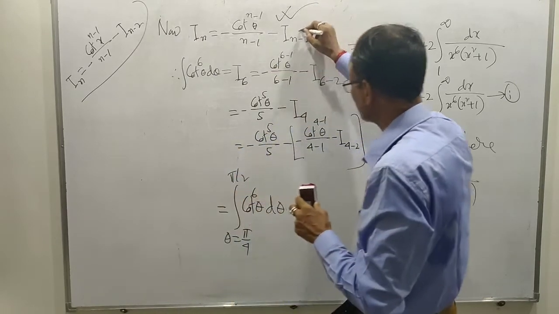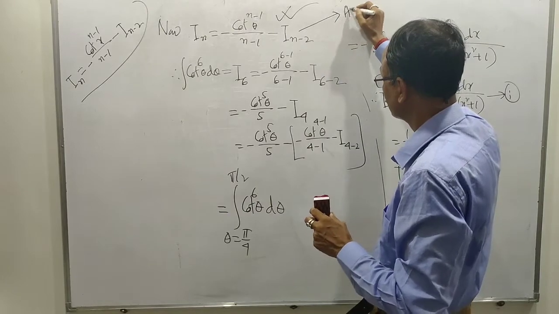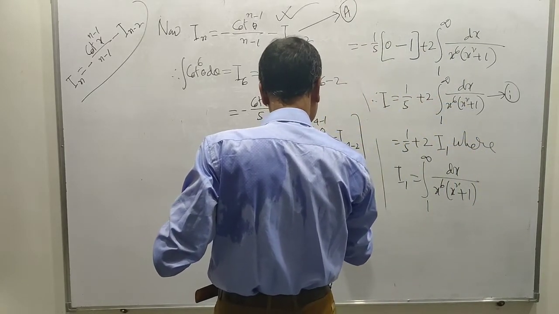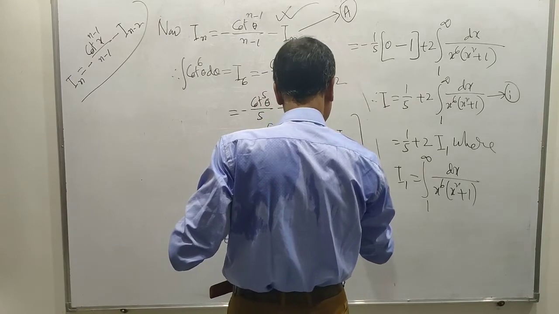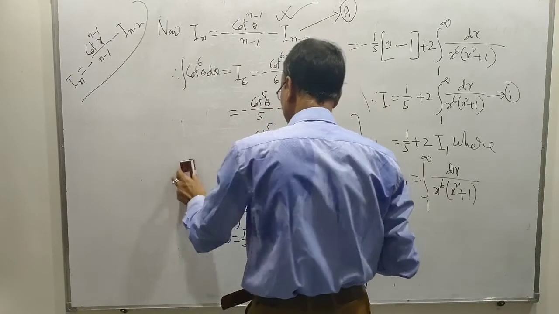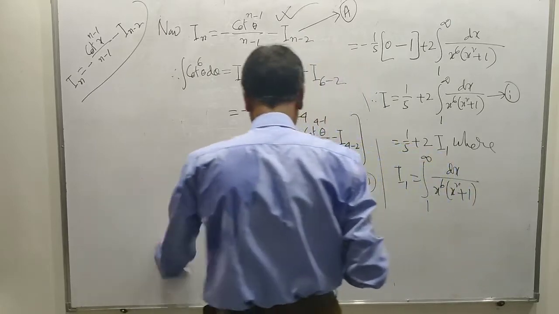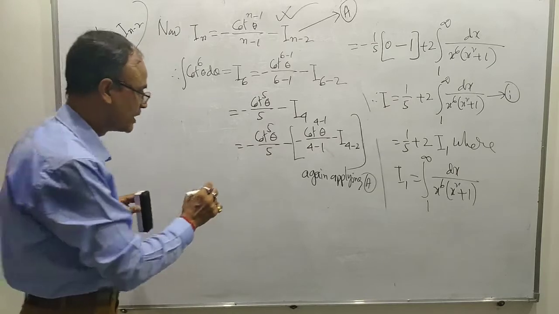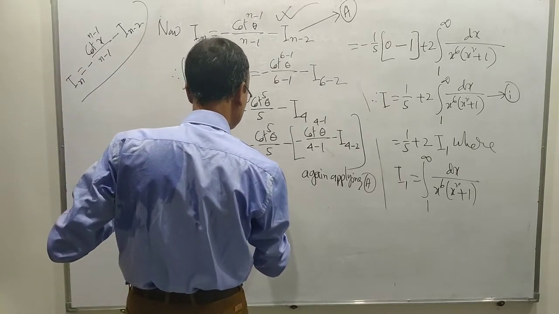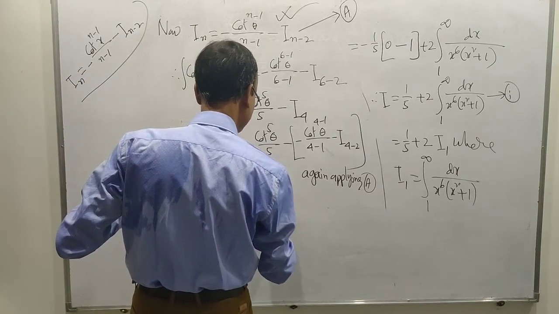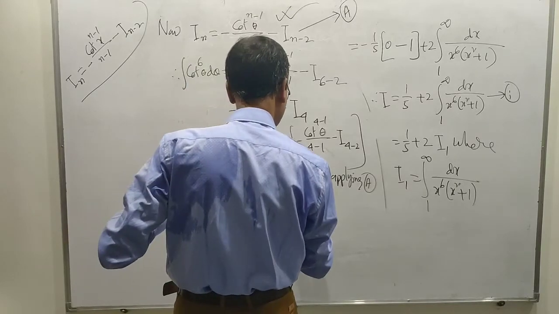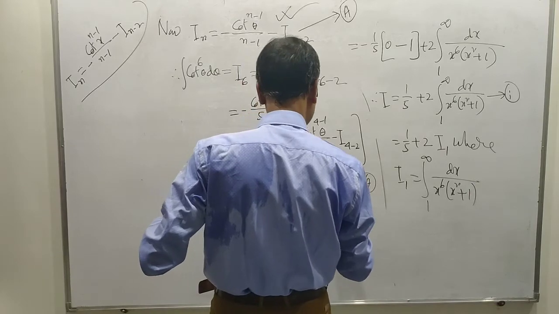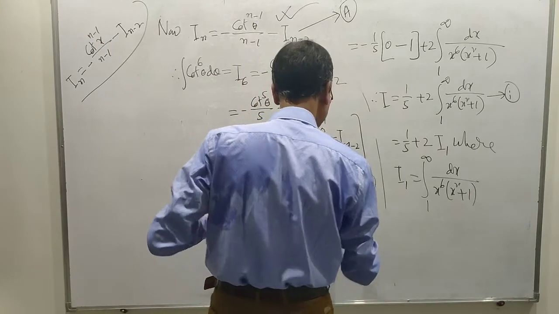Suppose it is A, again applying A. This is equal to minus cot to the power 5 theta divided by 5 plus 3 cot cube theta divided by 3 plus I2. You will get I2.